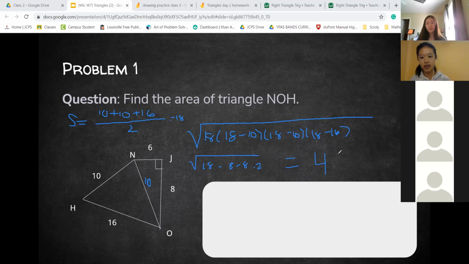If you didn't have a calculator, you could still calculate it. You would have to simplify the radical, which would take a little bit more time. Any questions?